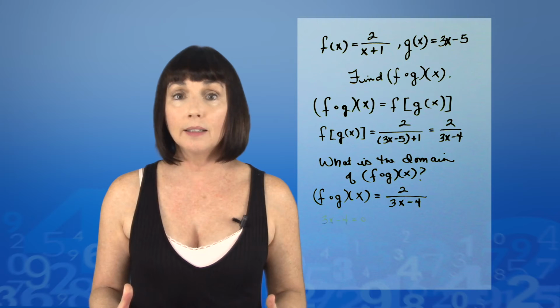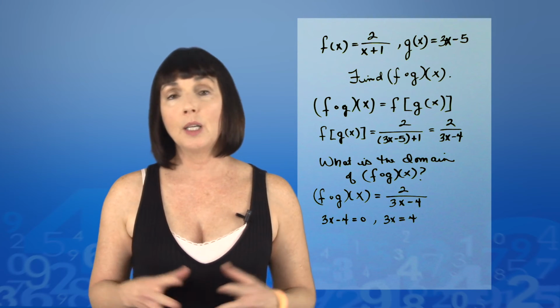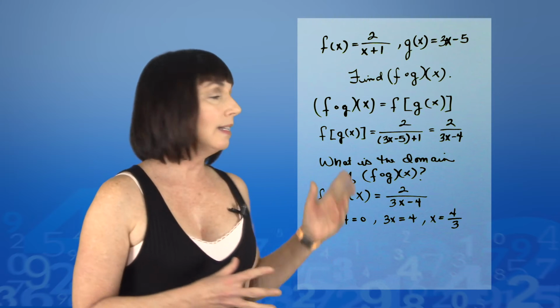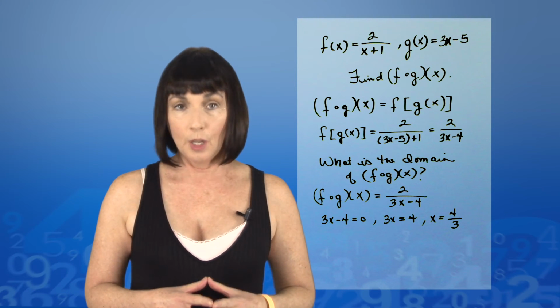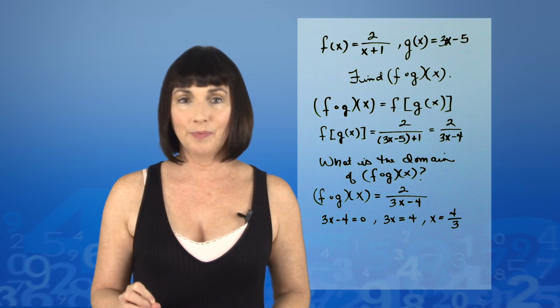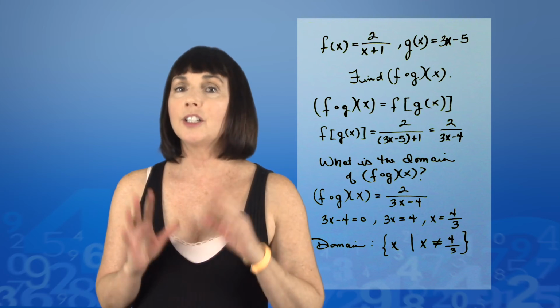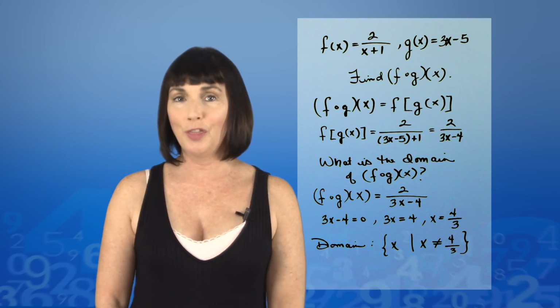So where is that? 3x minus 4 equals 0. That gives us 3x equals 4, or x equals 4/3. So that's the point where this function is not defined. So the domain of our function is all x, such that x is not equal to 4/3.